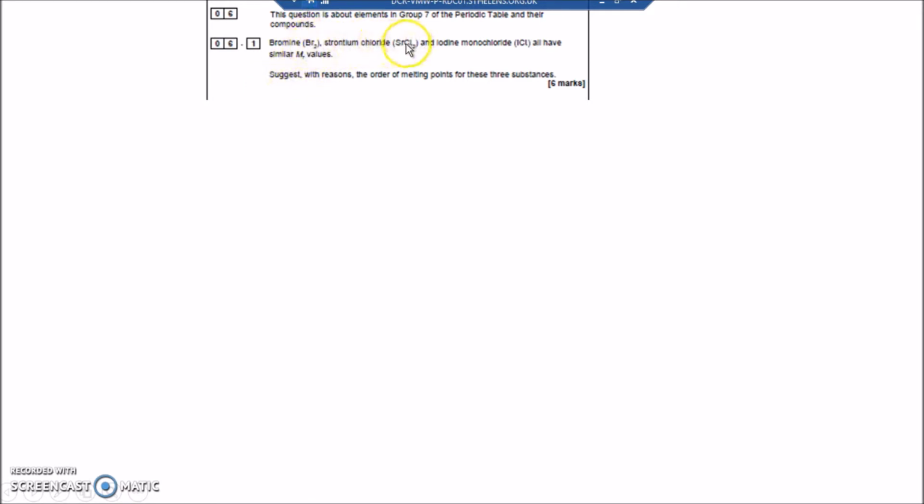Strontium chloride, SrCl2. So you've got strontium in group 2 and 2 chlorines in group 7. So the strontium will want to lose 2 electrons, each chlorine will want to gain 1 electron, so the strontium will donate electrons to the Cls. So Sr will become Sr2+, Cls will become Cl-. There'll be ionic bonding, strong ionic bonding in a lattice in that.